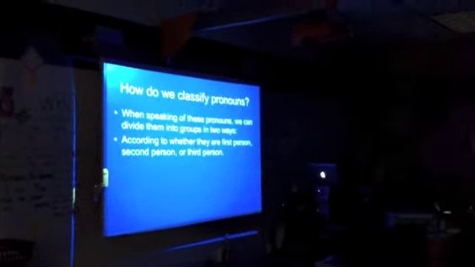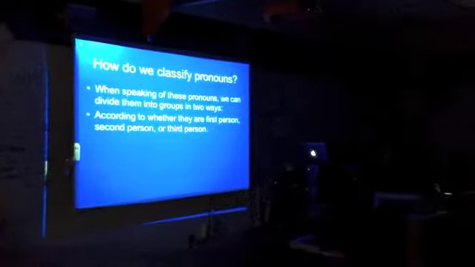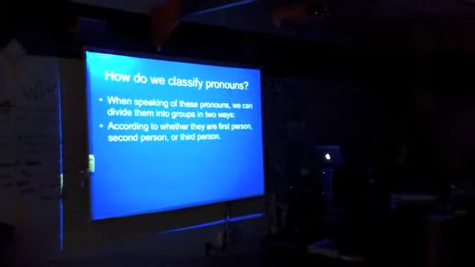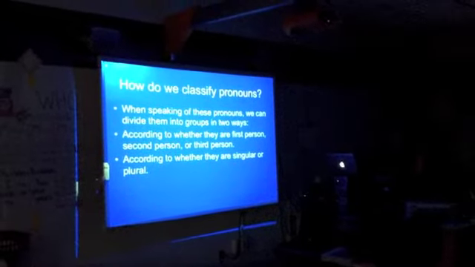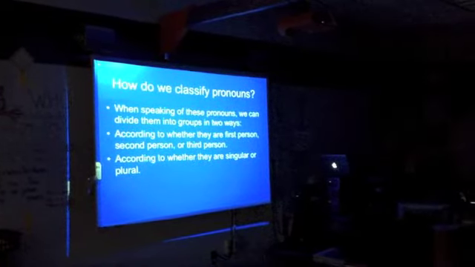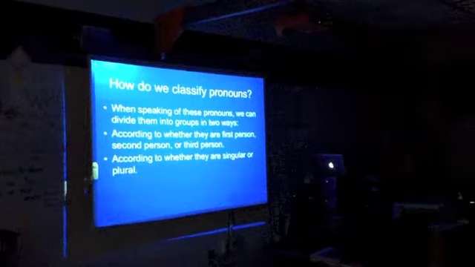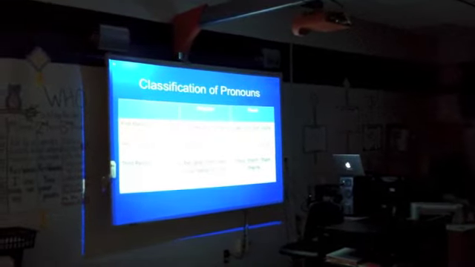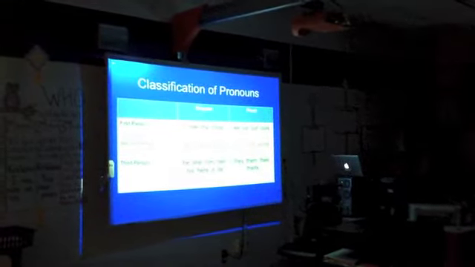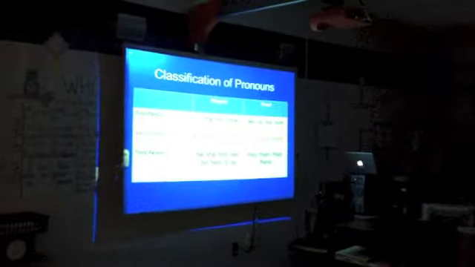And we all know that first, second, and third person is how we write. That's how the authors write our information. The second way is according to whether they are singular or plural. And this is going to be number, which I'll introduce to you when we come back. In front of you, there's a chart that looks like this. Look at your chart. Find your chart on your desk.